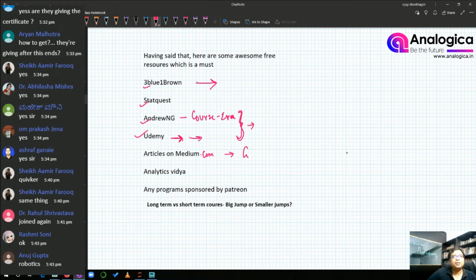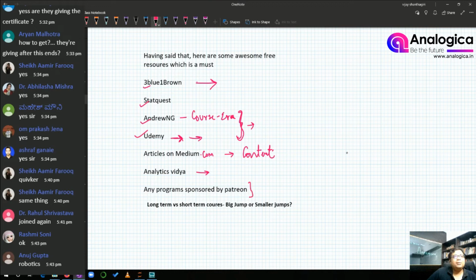Okay, it's content. These people have premium content written explicitly well for consumption of beginners. Okay, and same thing is true with Analytics Vidhya also. They also have a great setup and a system.